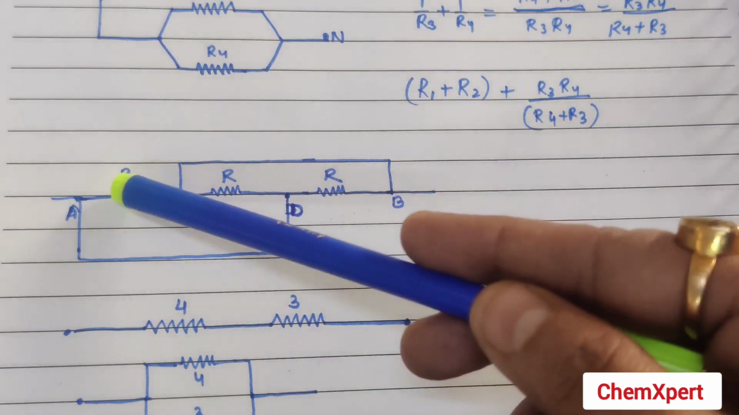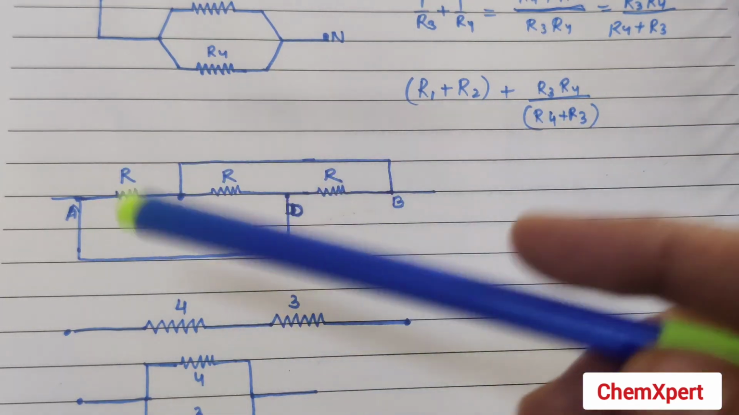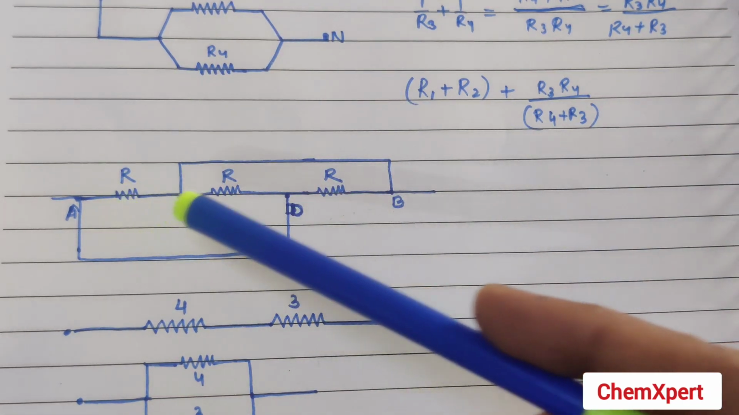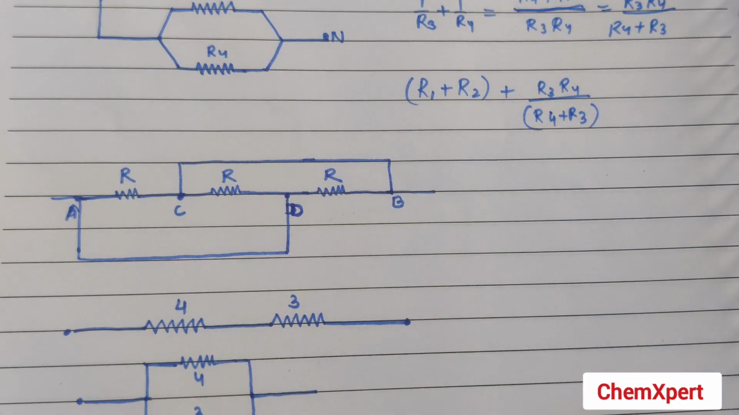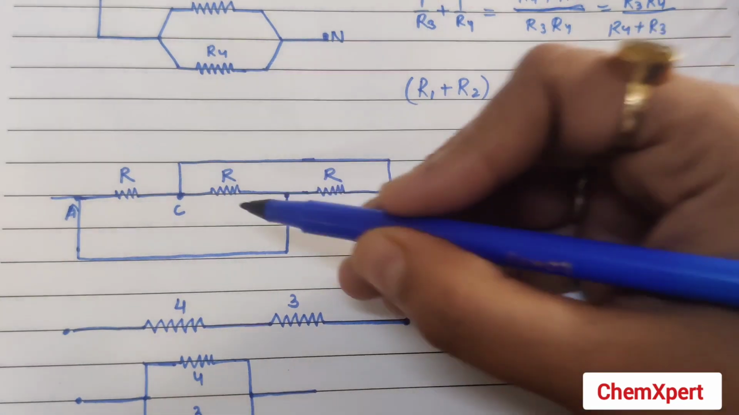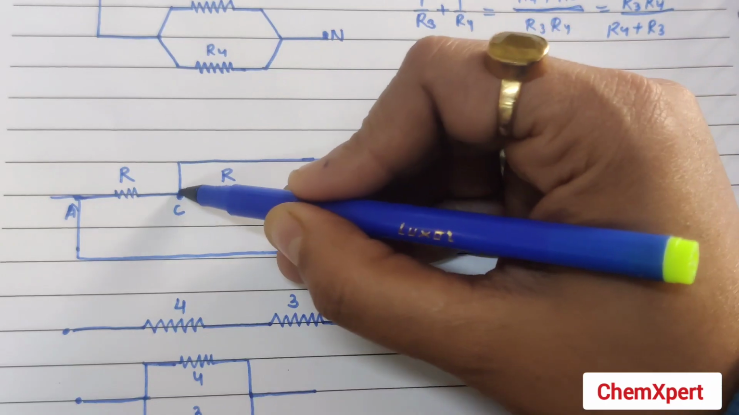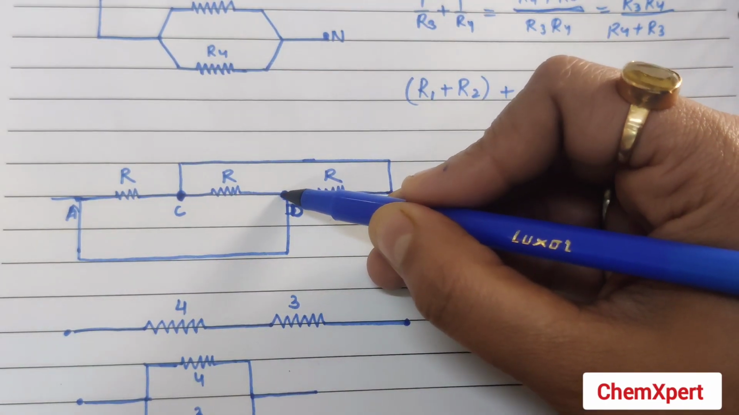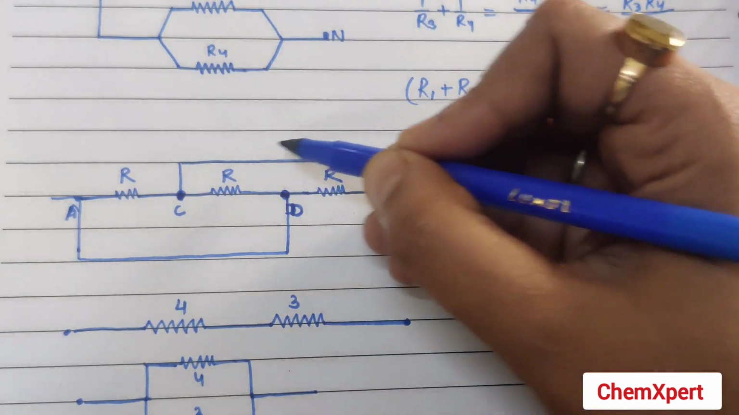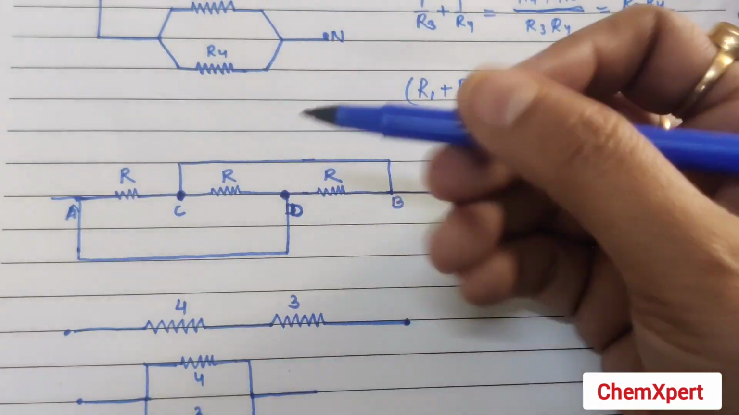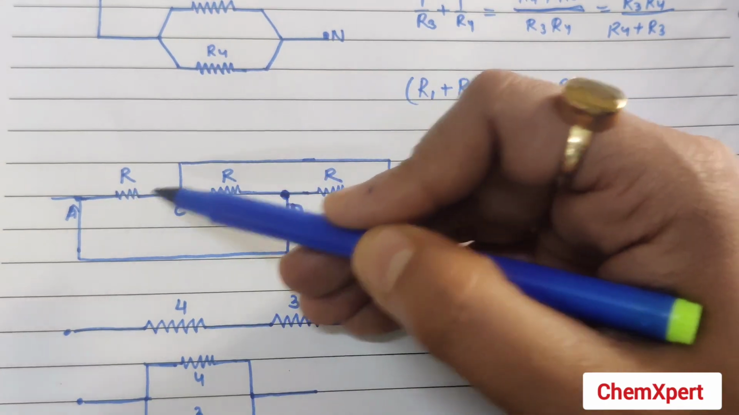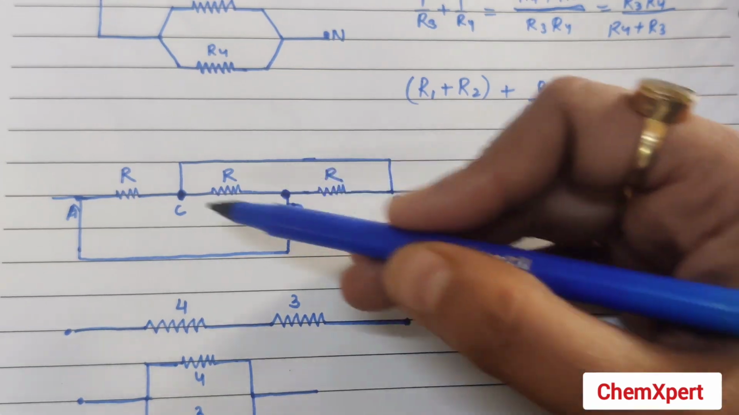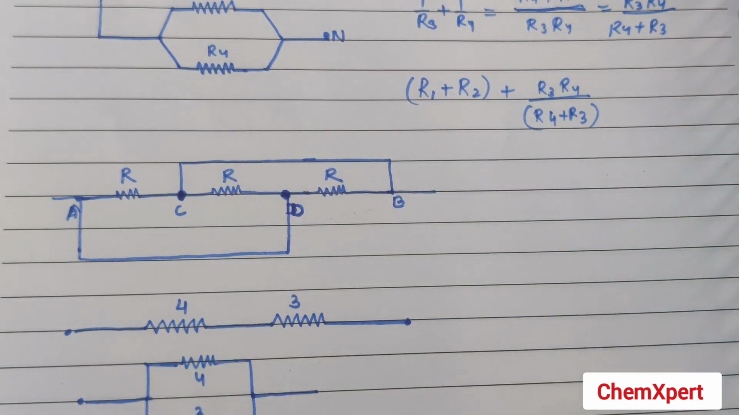Here it seems to be a series mixed with a parallel, but if you observe it properly, you are able to identify that all the three are in parallel with each other. Again I am repeating, this is the first resistance, its two endpoints are C and D. Similarly, this resistance has one endpoint here, and the second endpoint you can just see here, again C. Now for this resistance, one endpoint is this and the second endpoint is this, which means C and D are the common endpoints for all the three resistances.